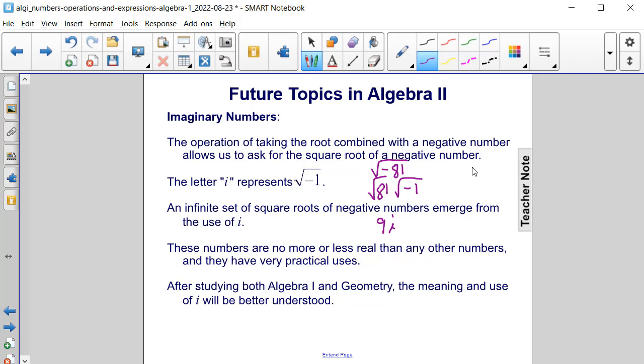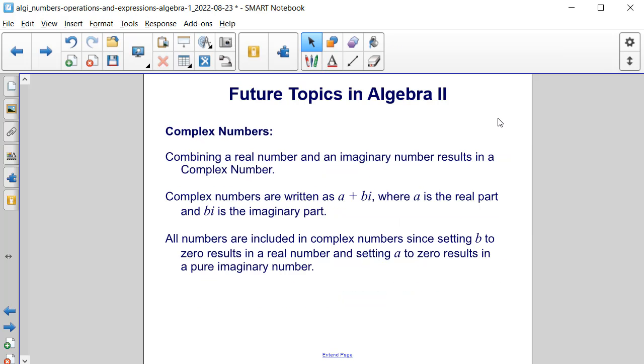An infinite set of square roots of negative numbers then emerge from the use of i. These numbers are no more or less real than any other numbers, and they have very practical uses. After studying both Algebra 1 and geometry, the meaning and use of i will be better understood.